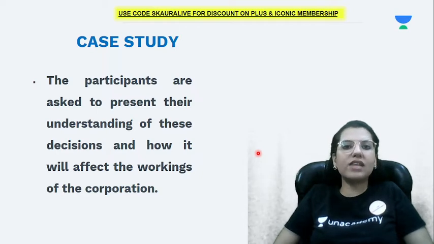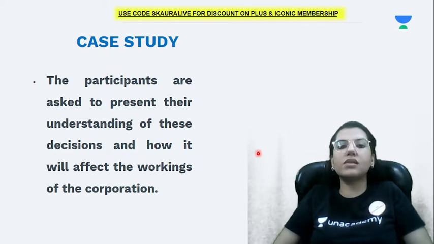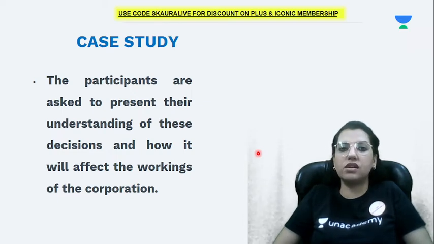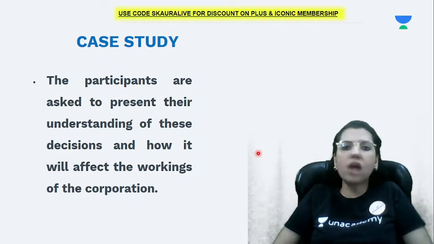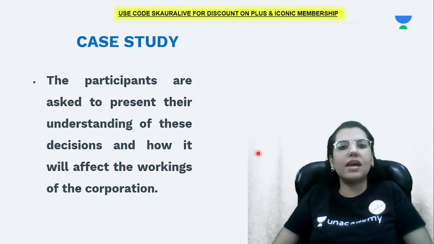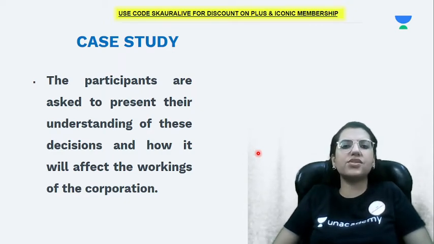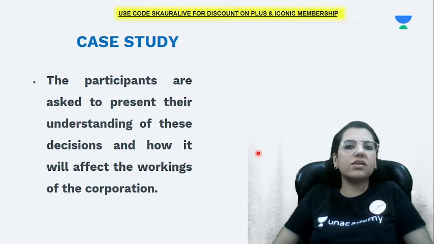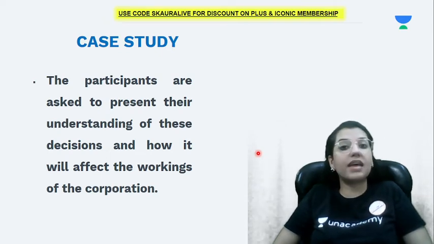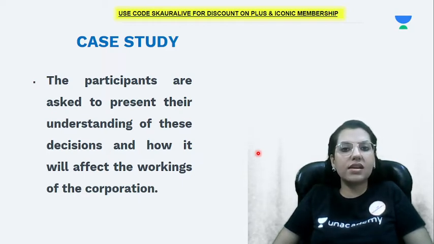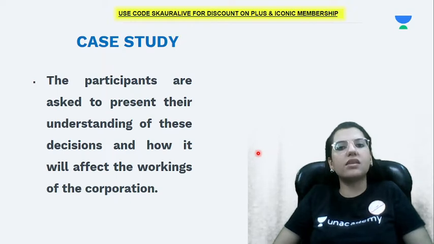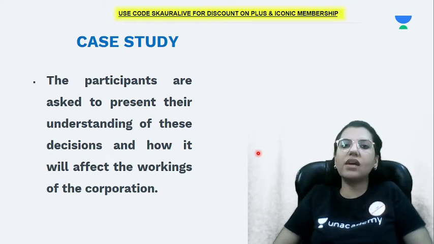If the senior vice president or the vice president or the CEO or the COO, chief operating officer, or the chief marketing officer or the chief financial officer, or even the director level or chairman level people have taken some decision, how will it affect the working of the organization? First you have to evaluate their decisions, on what grounds? On the grounds of how it will affect the working of the organization.